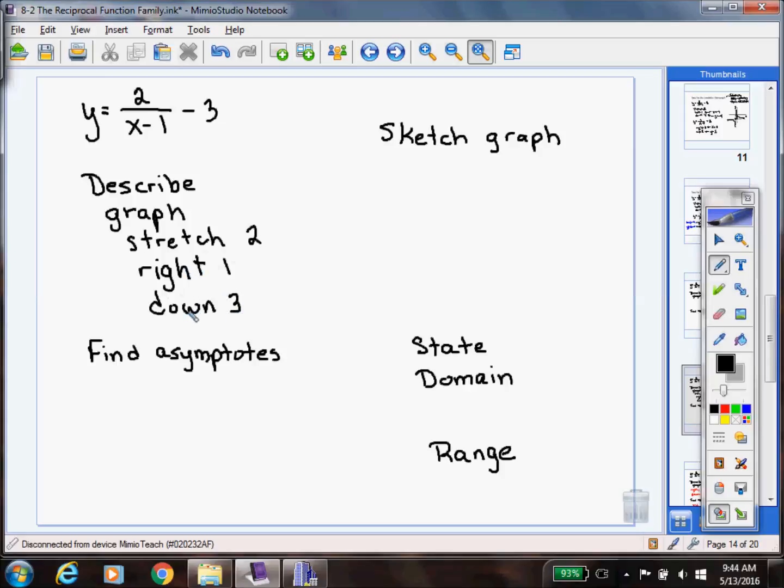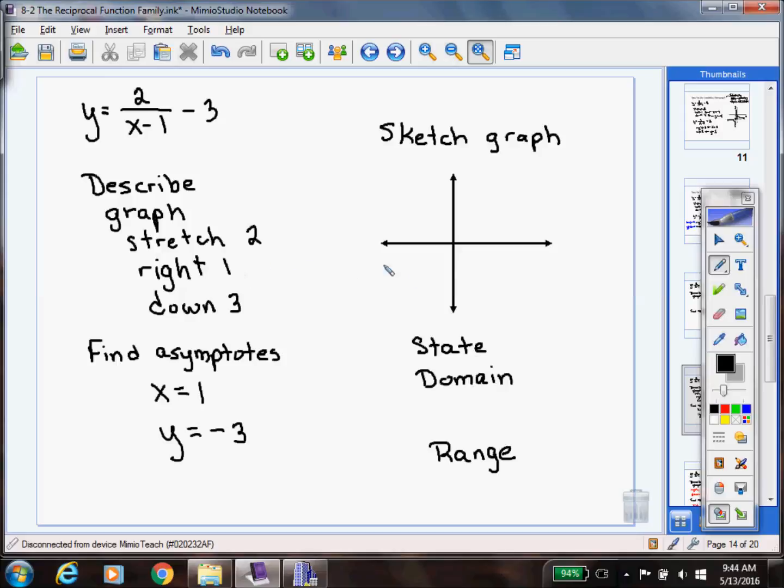As far as the asymptotes go, remember that the asymptotes come directly from our instructions on whether we're going to move right or down. So right 1 tells us that we have an asymptote at x equals 1. And down 3 tells us that we have an asymptote at y equals -3. So when we sketch the graph, we're going to use the idea of x being 1 and y equal -3. Easiest thing to do is to think about moving right 1, down 3, placing that point, and drawing your asymptotes through that point.